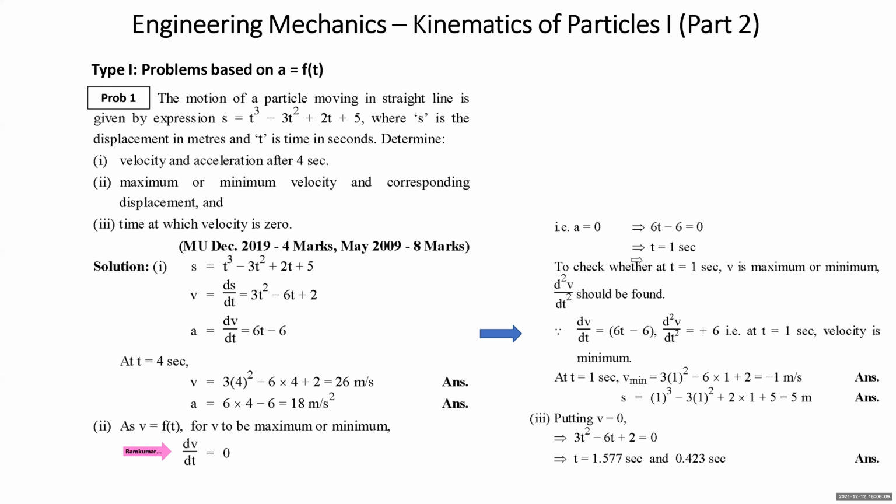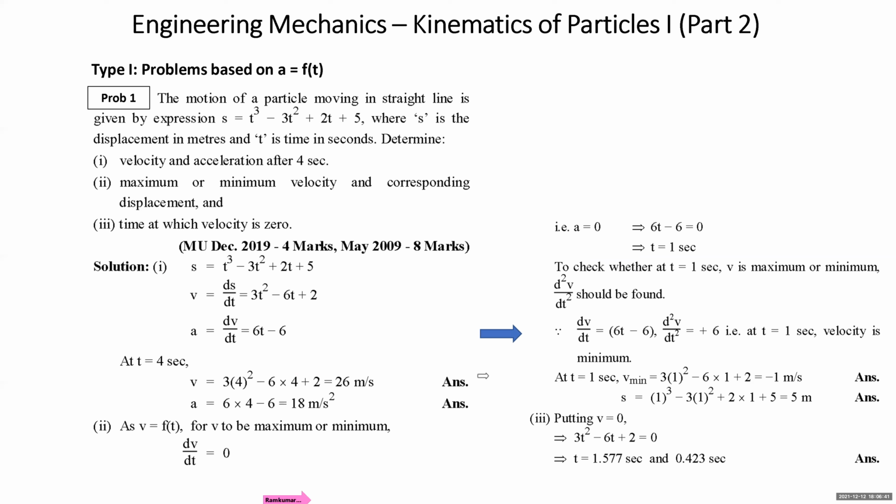Now he has asked you to check whether it is maximum or minimum. So we have to test the second derivative also. Students, velocity is a function of time, so after dv by dt, the second derivative d2v upon dt square is also to be tested. dv by dt is 6t minus 6, so d2v upon dt square will be plus 6. Plus 6 means what? As the second derivative is positive, velocity at t is equal to 1 second is minimum.